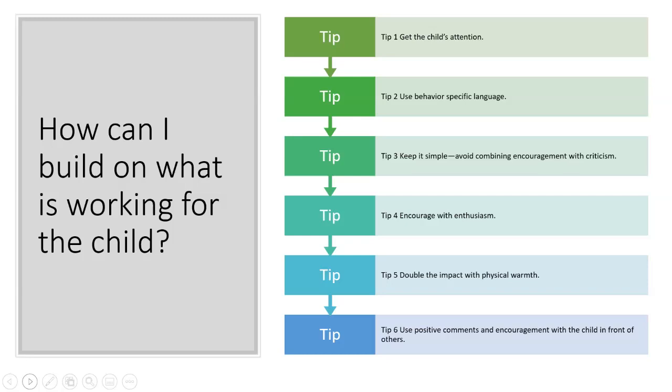Tip 1, get the child's attention. Tip 2, use behavior-specific language. Tip 3, keep it simple. Avoid combining encouragement with criticism. Tip 4, encourage with enthusiasm. Tip 5, double the impact with physical warmth. And tip 6, positive comments should be used, and encourage the child in front of other children.